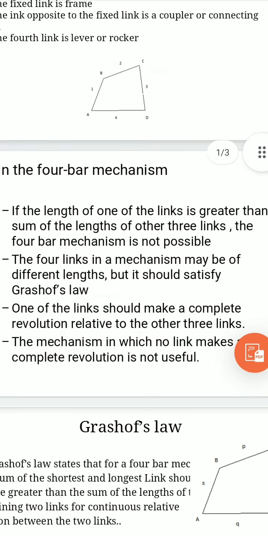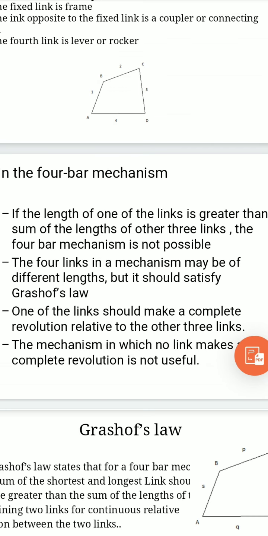In a four-bar mechanism, if the length of one of the links is greater than the sum of the remaining three links, then the four-bar mechanism is not possible, because we cannot connect them. The four links in a mechanism may be of different lengths, but they should satisfy Grashof's law.